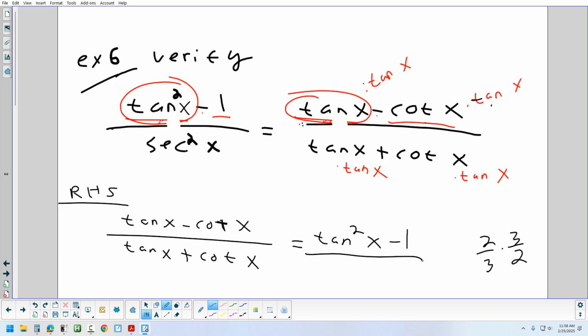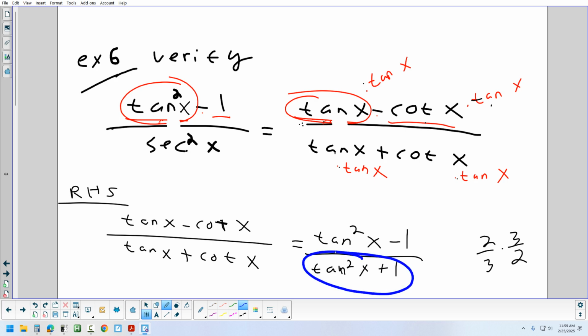Okay, let's look at the bottom. What's tangent times tangent? Tangent squared. Tangent squared. And what's cotangent times tangent? That's 1 again. So now, what looks the same on both sides? Yeah, the top. So the top looks exactly the same. So I probably don't want to do anything else with the top. But look at the bottom.